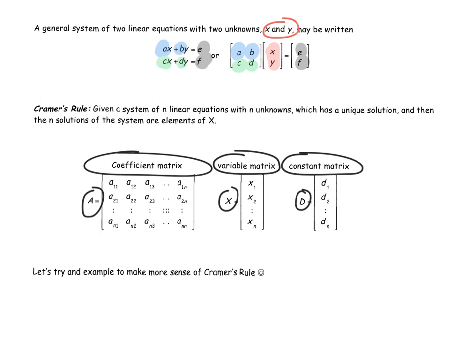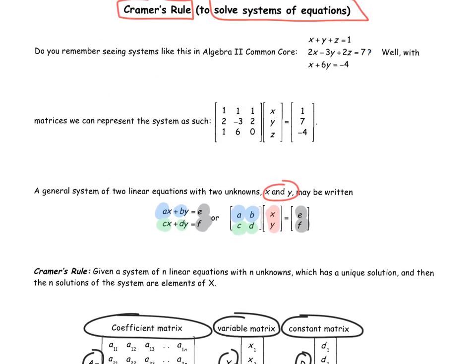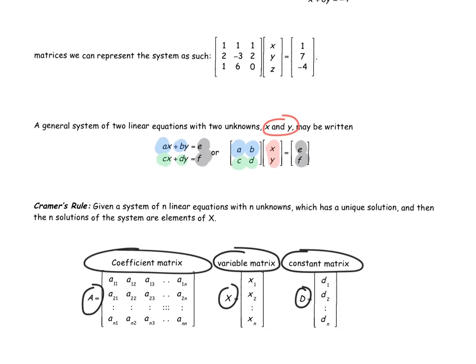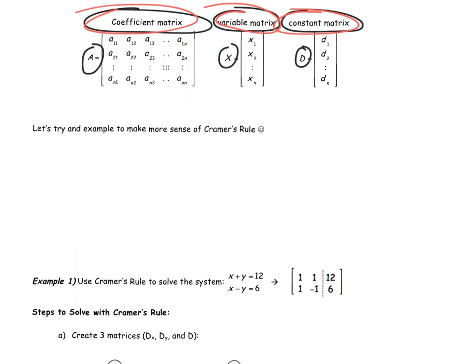All right, so the way we write this out is, if I scroll back up, this would be considered my matrix A. This would be considered matrix X, and this would be considered matrix D. So A, again, is the coefficient matrix, X is the variable matrix, and the constant matrix is D. All right, so let's actually look at some examples.